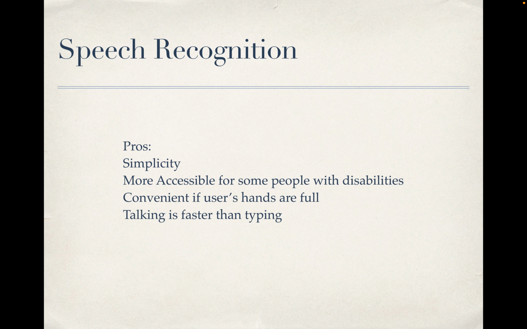So the pros of this technology is that it's simple. People understand how you can give verbal directives to affect something. It's more accessible for some people with disabilities, such as people who might have poor motor skills. For example, they could use their voice to provide input. It's convenient if a user's hands are full. This is a big benefit of Siri in particular. And also, talking is generally faster than typing if you're trying to accomplish a task that requires typing.